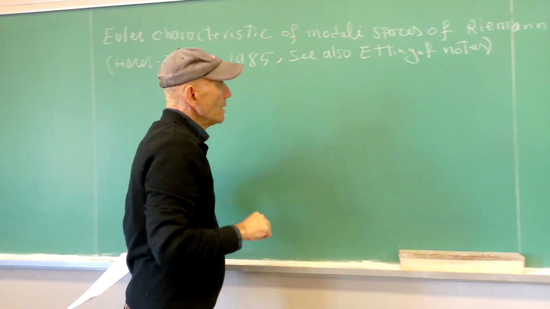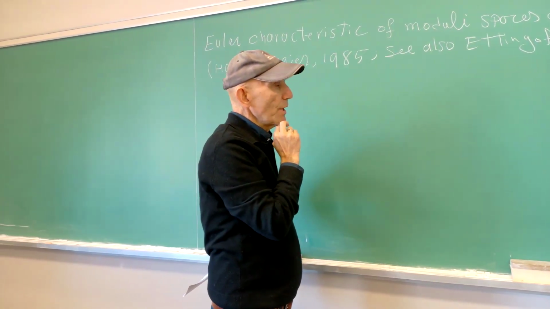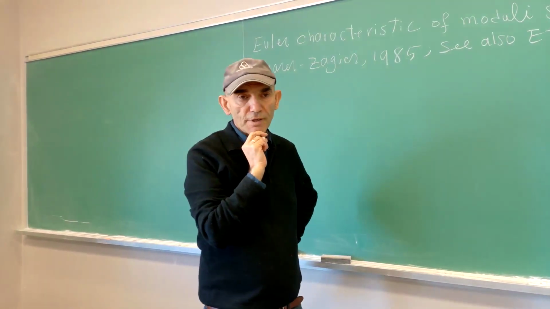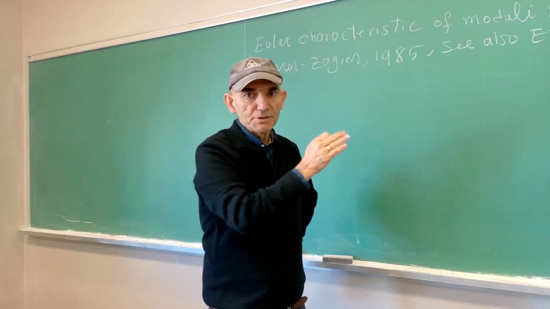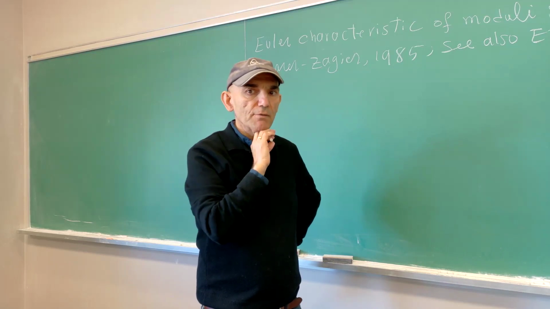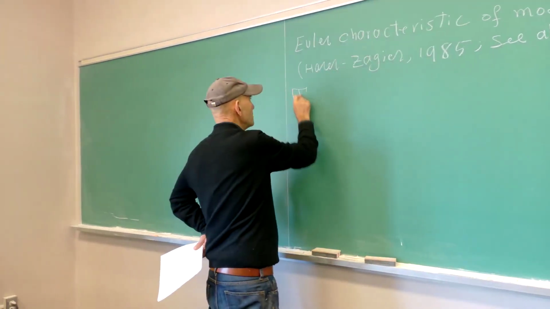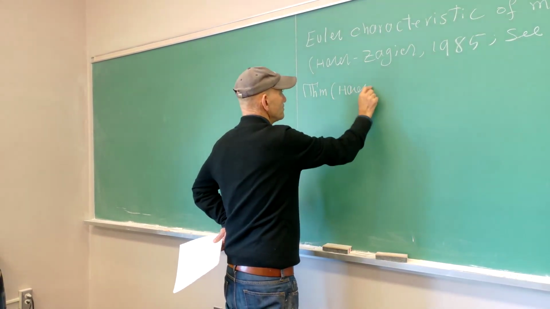Okay. So let me give you the theorem that we want to prove. And then we will try to unravel different pieces of the theorem, define the concepts that are involved, and then go from there. So the theorem that we want to prove is the following. This is the Harer-Zagier theorem.